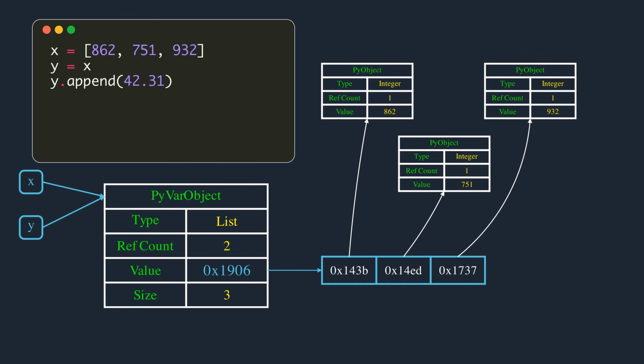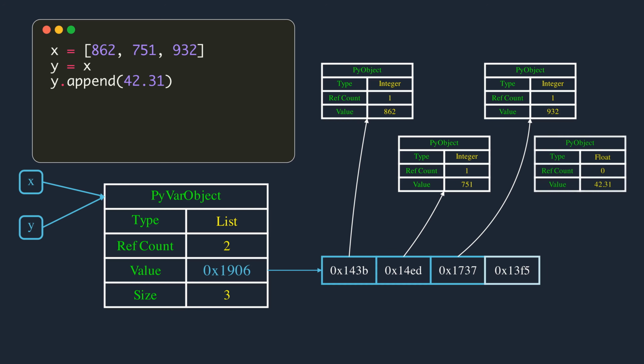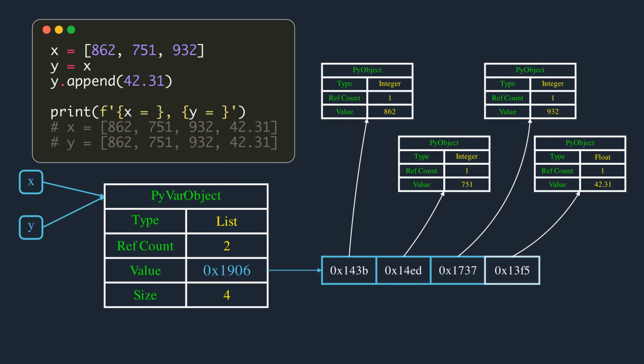When elements are appended to the list, new objects are created in memory, and pointers to them are appended to the backing array. Also, the size field of the list object is incremented. When you print the elements of the list using both x and y, you will see all elements even though the append was done to y. I'm using f-strings here within the print function. If you write a variable followed by an equals sign inside an f-string, it will be replaced with the variable name, equals sign, and the value of the variable.